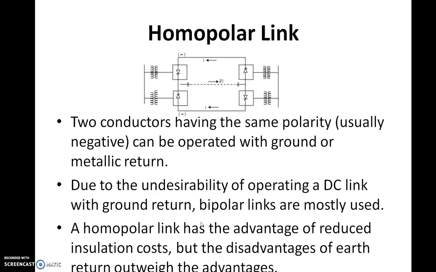Then the third is called a homopolar HVDC link. Okay, what is a homopolar HVDC link? In the homopolar link, two conductors have the same polarity, and as I told you earlier, negative polarity gives you less corona effect. So two conductors having the same polarity, usually negative, can be operated with ground or metallic return. Now, due to the undesirability of operating a DC link with ground return, bipolar links are mostly used. The homopolar link has the advantage of reduced insulation cost, but the disadvantage of earth return outweighs the advantages.